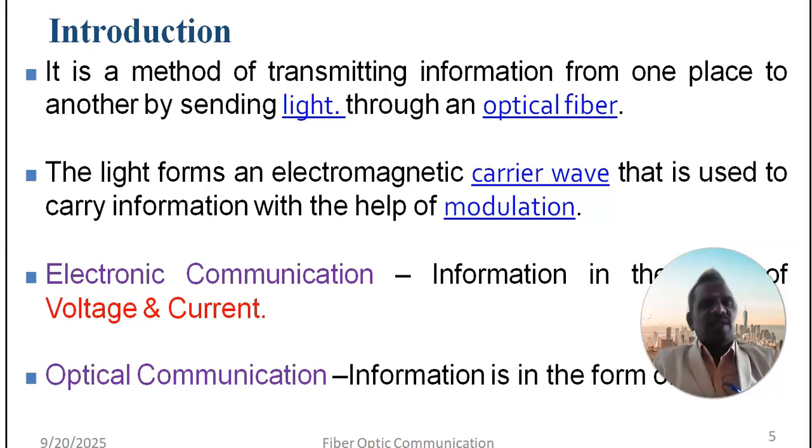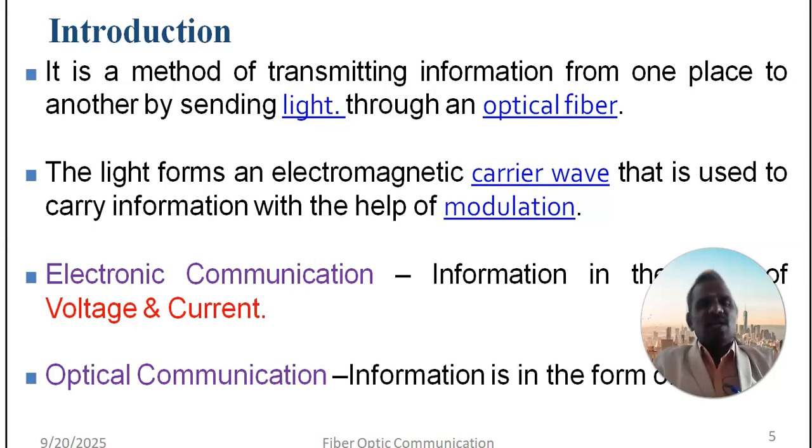Introduction. It is the method of transmitting information from one place to another by sending light through a fiber, an optical fiber. Here the transmitter will be a light source and the receiver will be your photodetector. In between, the communication medium will be your fiber. Since the fiber is used to carry light inside it, it's called optical fiber.